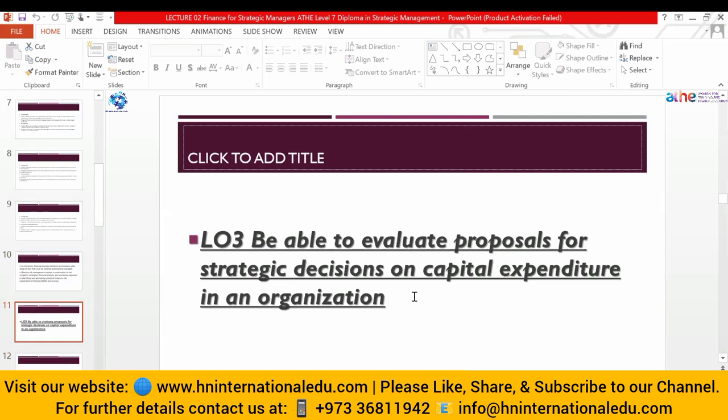LO3 states: be able to evaluate proposals for strategic decisions on capital expenditure in an organization. So, the complete LO3 is going to be about capital expenditure, which we do in the companies. With that, how we can go ahead with the strategic decisions.